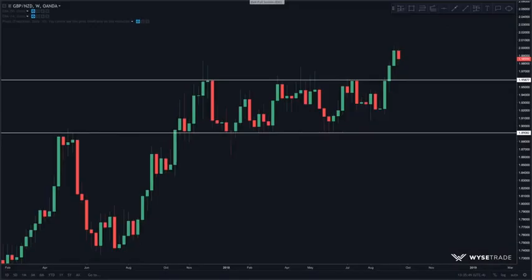Here's the pound Kiwi. And we went from a 1-year ranging market to breaking out and transitioning into a trending market again. Now, if price pulls back and rejects this level here with good weekly price action, we would have a possible swing trade long.